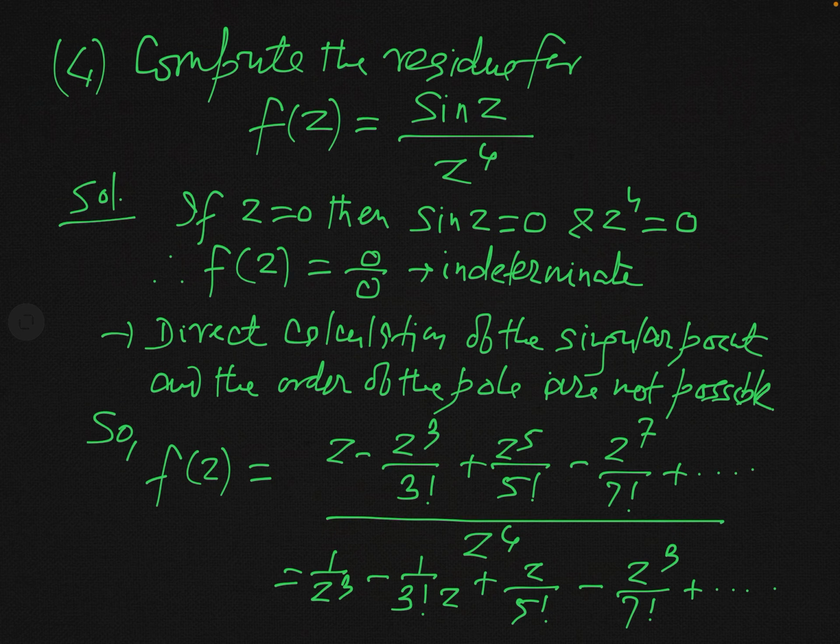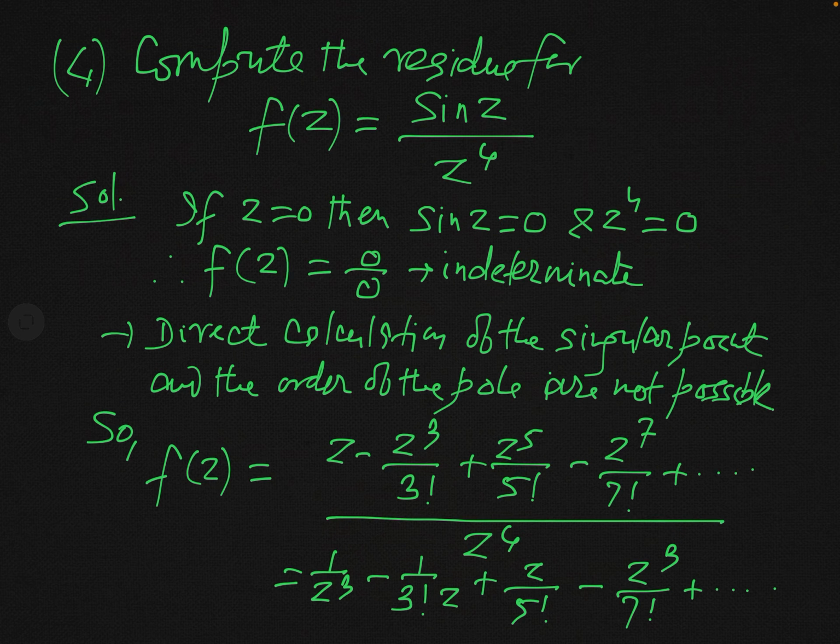Now let us take another example which is also very important, and it is also something different from the problem which we have dealt with. So the problem says the function f of z is equal to sin z over z to the power 4, and we have to calculate the residue of this function at its poles.